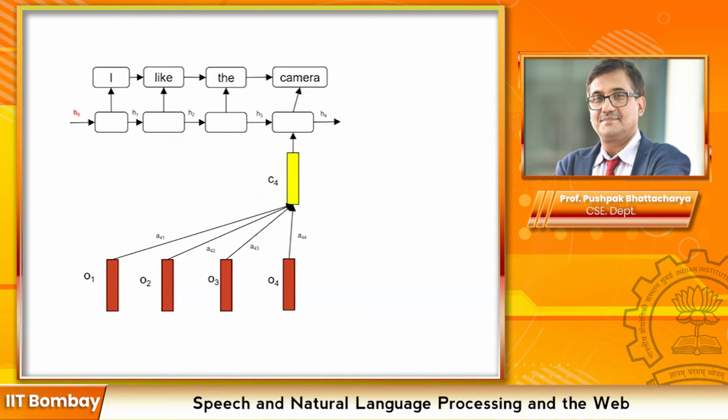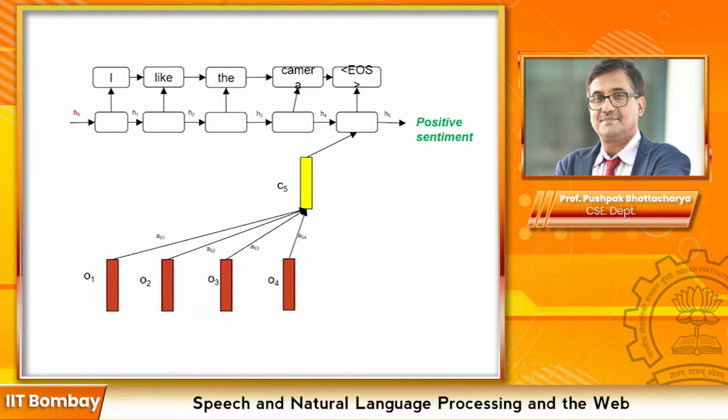The other kind of operation is when the input is first processed completely. You get an encoding of the input and then produce an output. The output can be in the form of one classification decision that this statement has positive sentiment or negative sentiment.